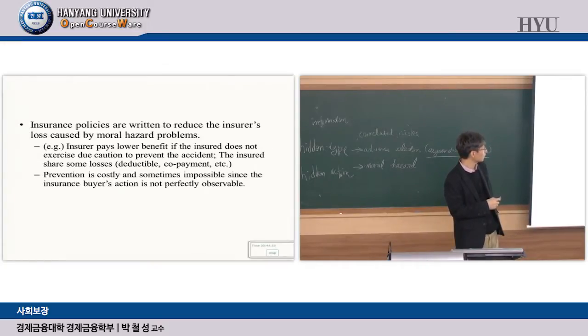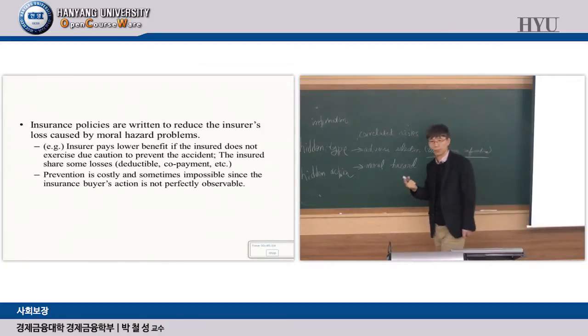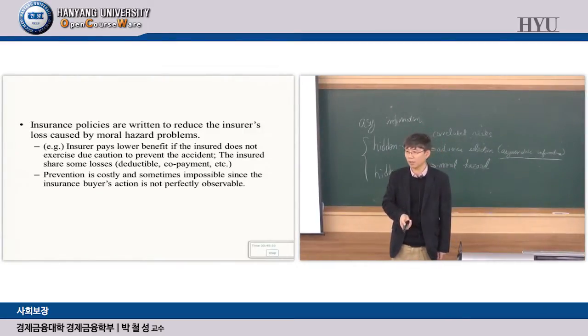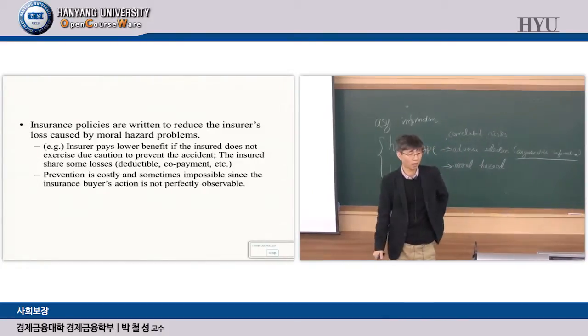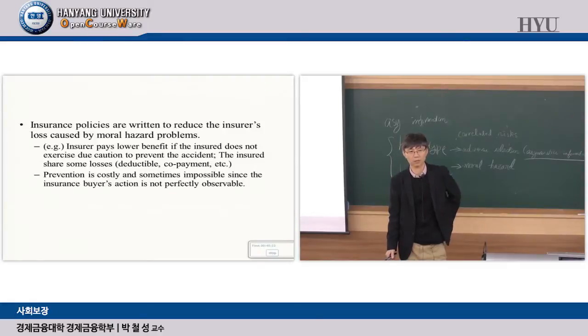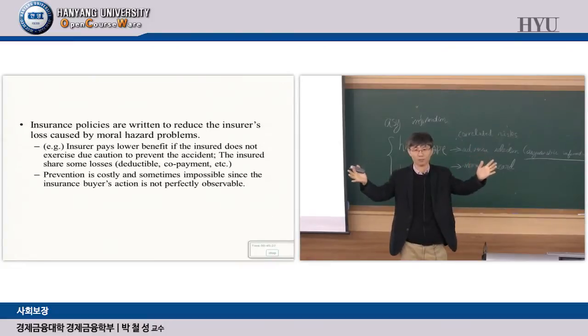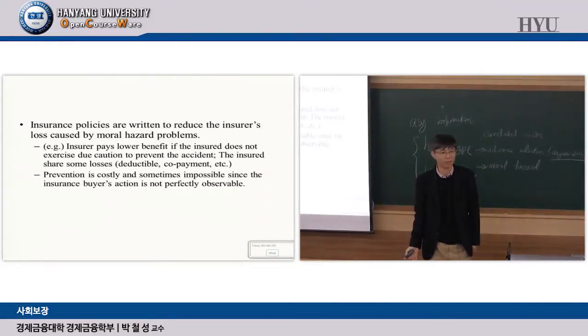Obviously the best way is to prevent this thing from happening, but it's very costly. And as you listen to the program, sometimes it's not possible to think of every possibility and write it down in your contract. Sometimes it's impossible because the insurance buyer's action is not perfectly observable. People do really stupid things that are not imaginable. It just cannot be imagined, and something really happens. So the insurance company cannot just write down everything.